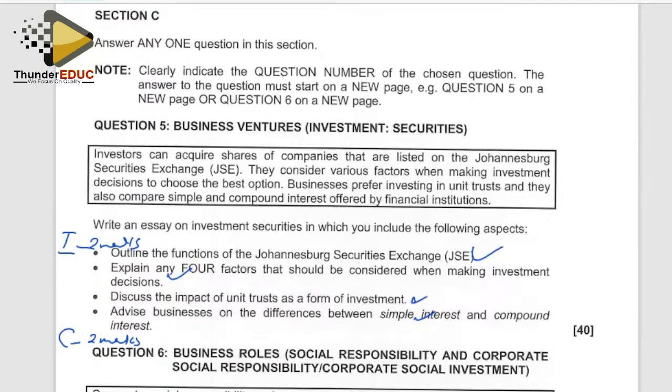So now let's check the functions of the Johannesburg Securities Exchange. One of the functions is that it gives opportunities to financial institutions to invest their surplus funds in shares. It also serves as a barometer or indicator of economic conditions in South Africa. It also keeps investors informed by publishing share prices daily. It also acts as a link between investors and public companies. Also, shares are valued and assessed by experts.